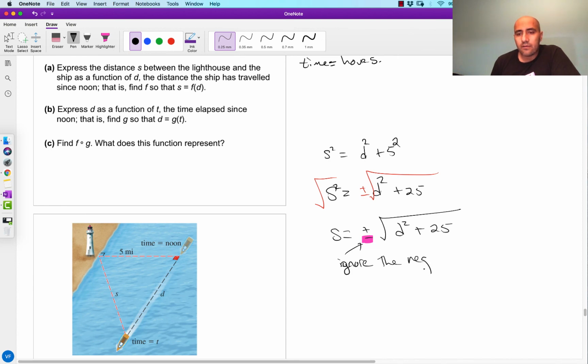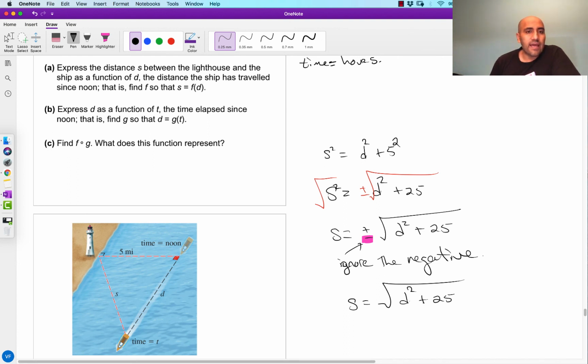Ignore the negative. It doesn't make sense in terms of this word problem for us to have a negative distance. So it's just going to be equal to the square root of that. So s equals the square root of d squared plus 25. Okay, so I think that's part A.